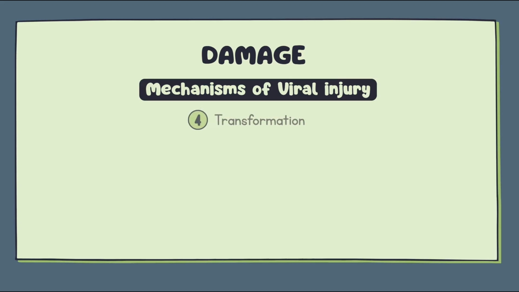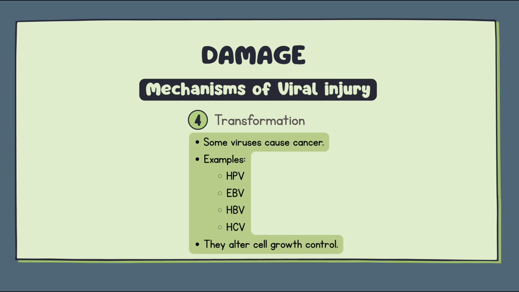Lastly, we have transformation. So some viruses can alter normal cell growth control, leading to cell transformation and cancer. Examples of viruses that do that: HPV, EBV, HBV, and HCV. And these viruses interfere with the normal cell regulation, and this can promote oncogenesis, which is the development of cancer.